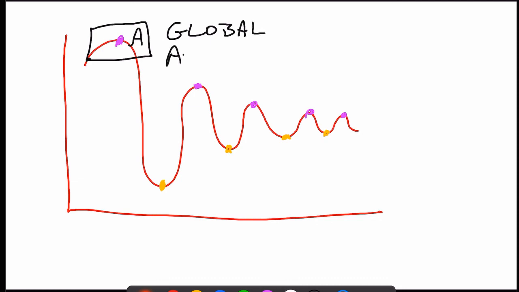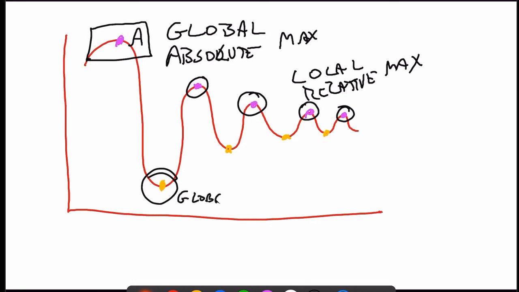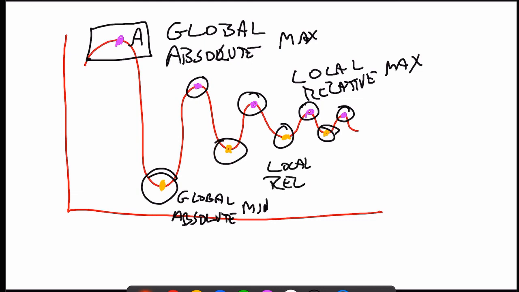or you might call it the absolute max. These are local or relative maxes. Okay? That's the global or absolute minimum. And that one, and that one are local or relative mins.